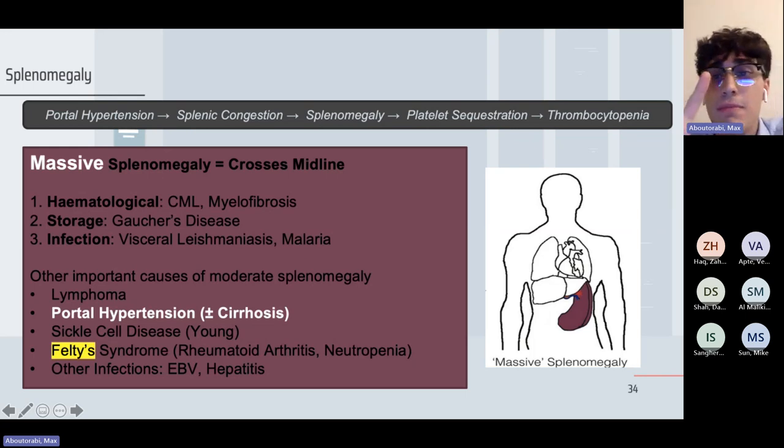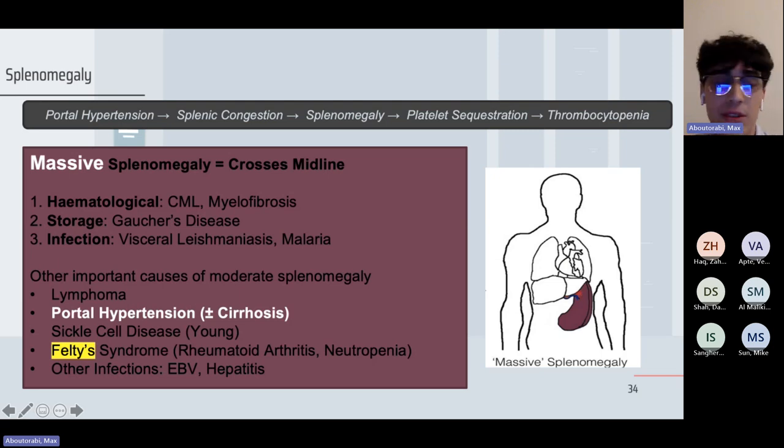So there's three main ways to categorize splenomegaly. You have mild splenomegaly, in which it's slightly enlarged. You've got moderate, in which it's very enlarged, but it doesn't cross the midline. And then you've got massive, in which it fully crosses the midline. And this is when you would very easily feel it on any kind of abdominal examination. So potentially for your OSCEs, if you were asked to do an abdominal examination, it's unlikely that you get a patient with splenomegaly, but you may be asked about some causes of splenomegaly.